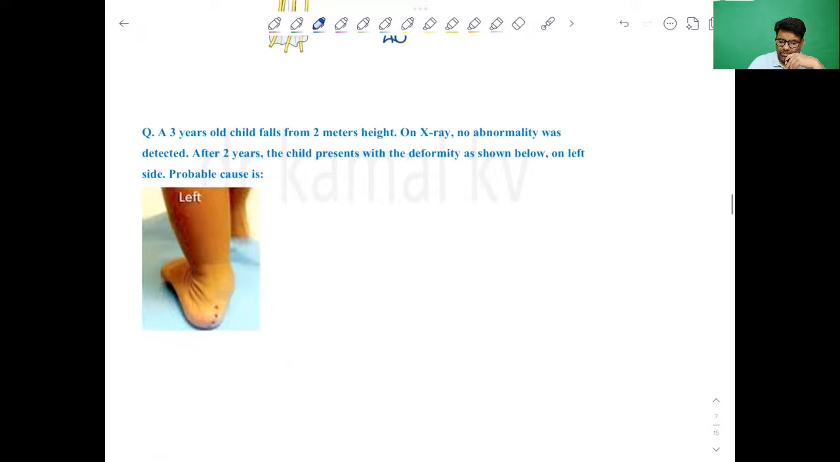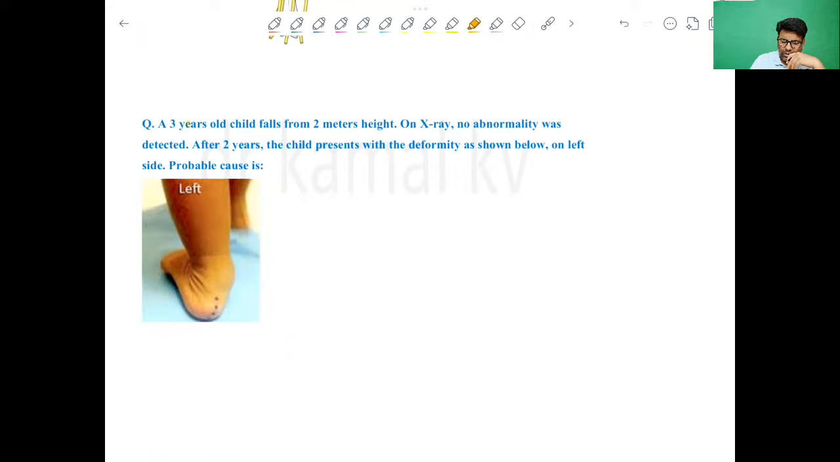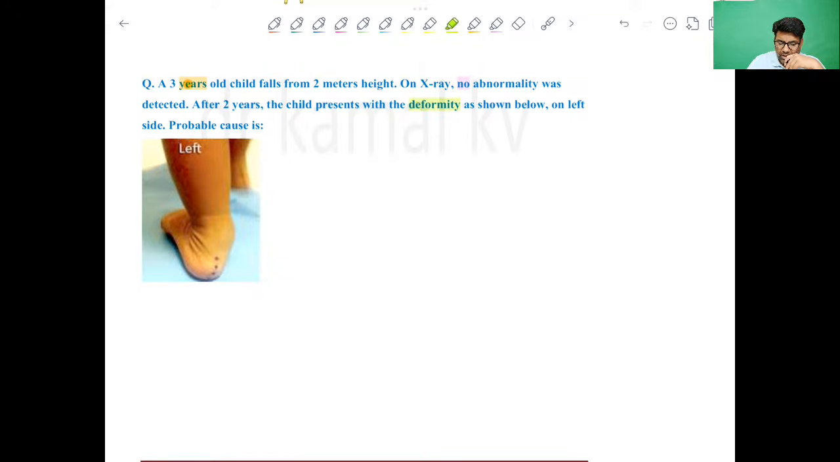Then moving forward, a 3-year-old child had a history of fall, and at that time the X-ray was absolutely normal, but later on the child presented with a deformity as shown below. Now what can be the cause here?